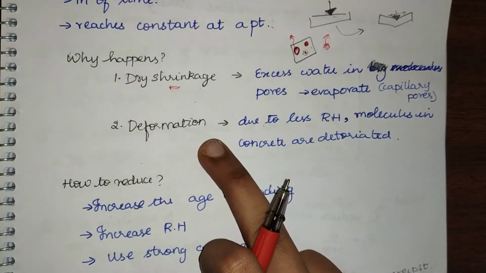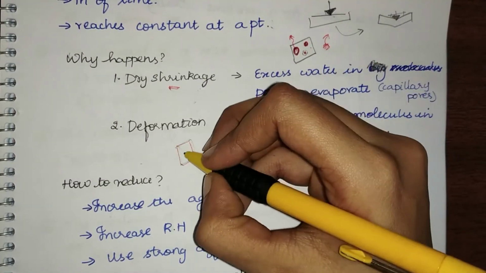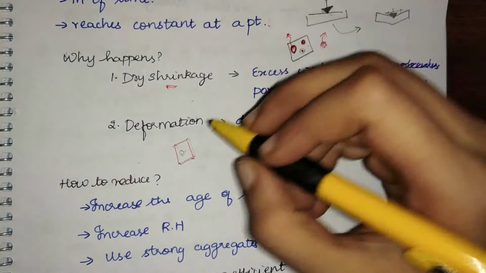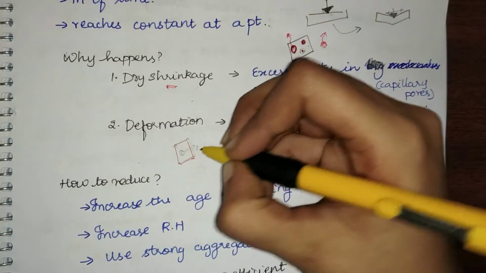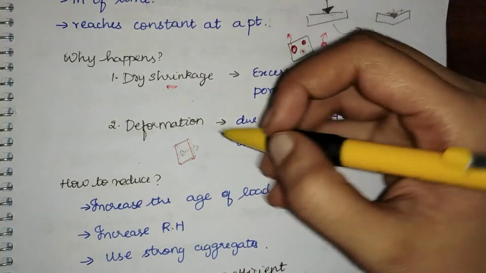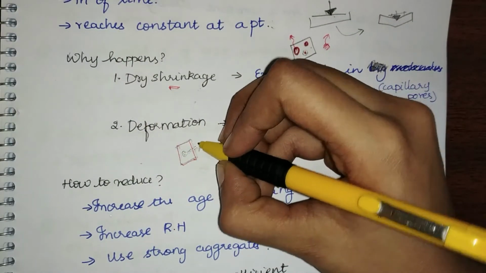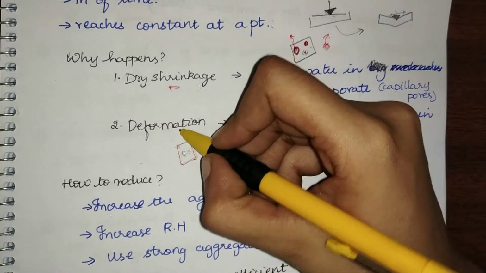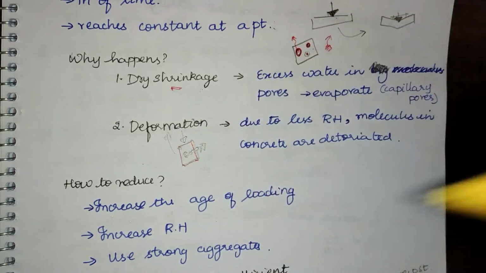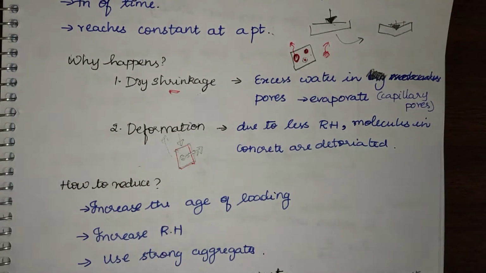Next is deformation. Again, let us take a concrete structure. In our concrete structure, I have a pore here and my water is evaporating. Due to the pressure difference, the gas will try to come outside. Since it is confined inside the matter, it will not be able to come outside, so it will start making way inside the concrete and at last it will come outside. Since it is making these ways and since it is subjected to a continuous load, deformation of the molecules happens and the concrete is deteriorated. This happens because of less relative humidity.